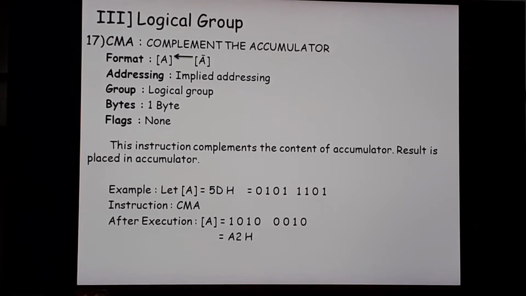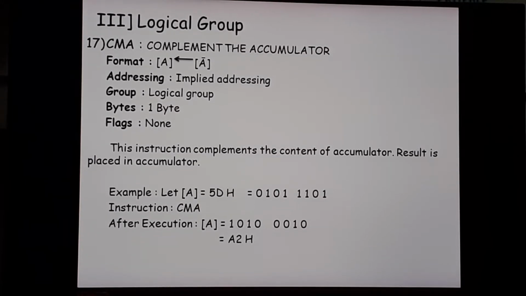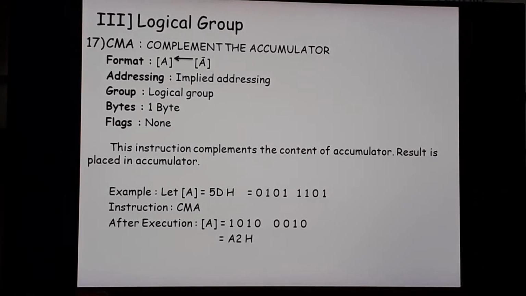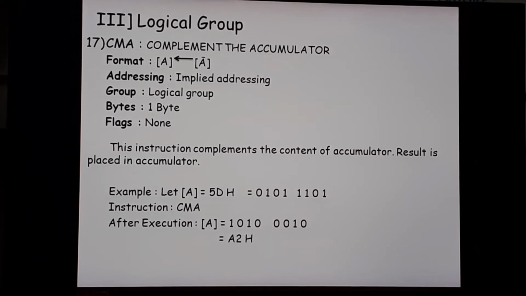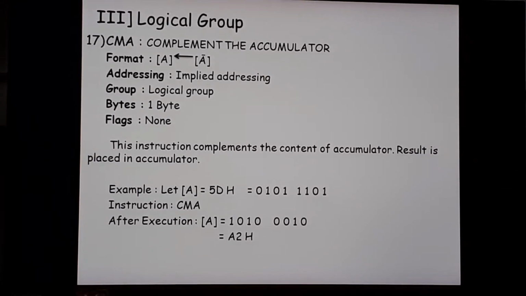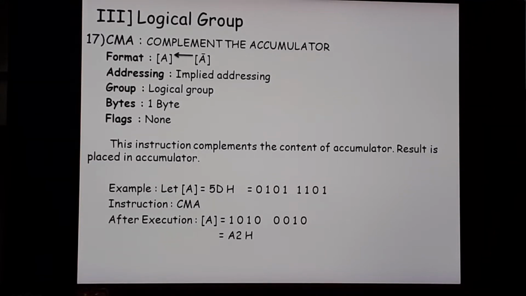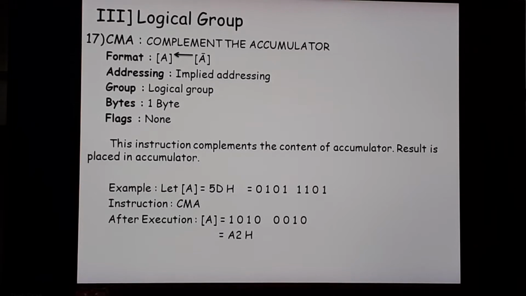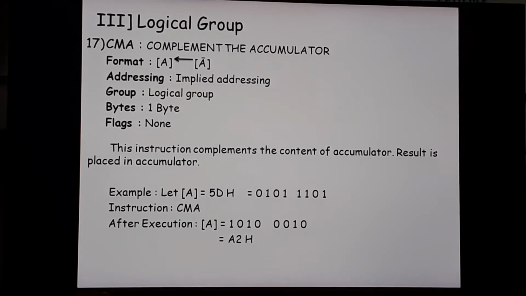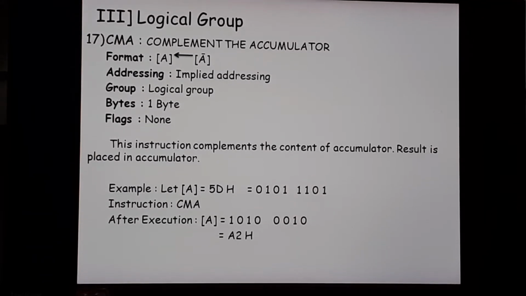So 5D you will be writing in binary first, so 0101 for 5, and D, which means 13, correct? So it is 1101 in binary. So you will write the instruction CMA, and after execution, whatever after complementing, that is the one's complement, only the one's complement, you will never perform the two's complement. So how do we perform the one's complement? We replace 1 by 0 and 0 by 1, correct? And that is the way we find a one's complement answer.